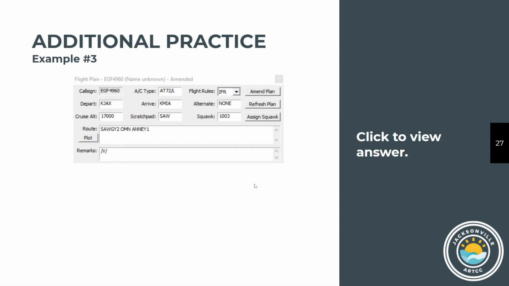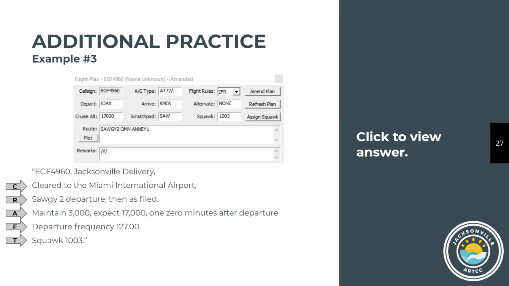Okay, do another one. Pause for a few seconds. Okay, I happen to know this is called Eagle Flight. So Eagle Flight 4960 Jacksonville delivery, cleared to the Miami International Airport via the Soggy 2 departure, then as filed. Maintain 3000, expect 170 10 minutes after departure. Departure frequency is 127.0, squawk 1003.